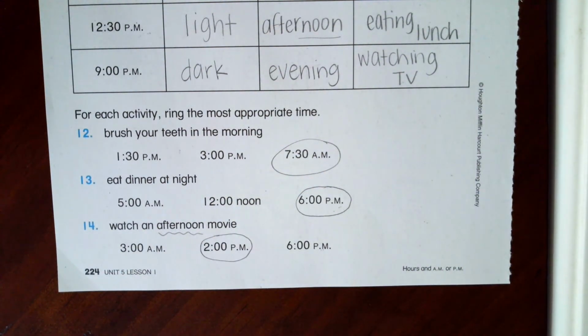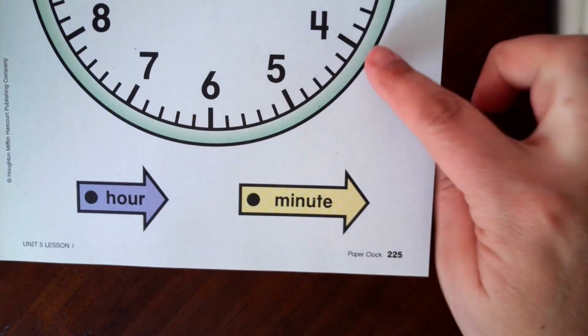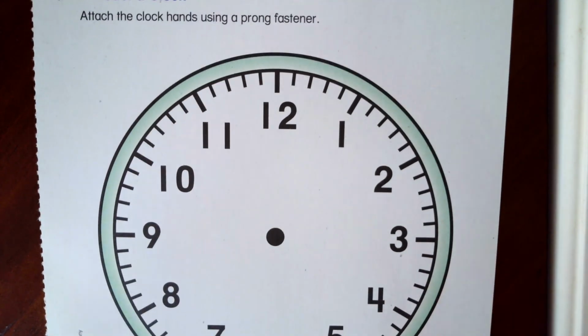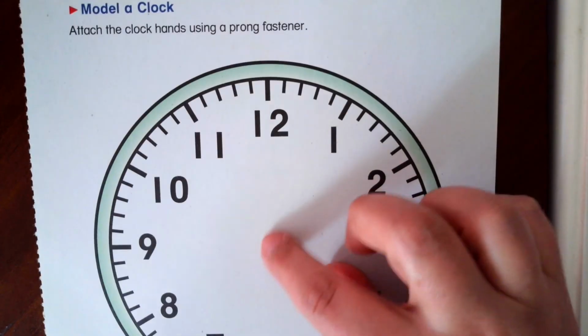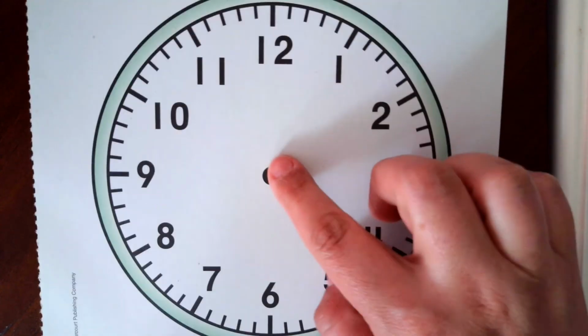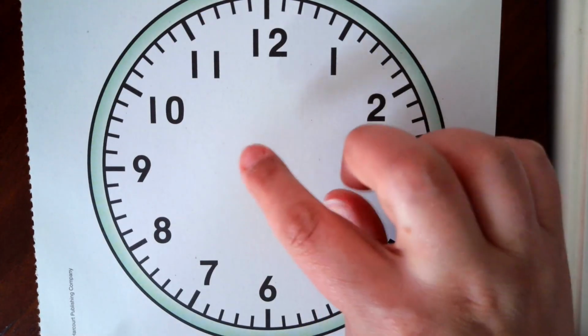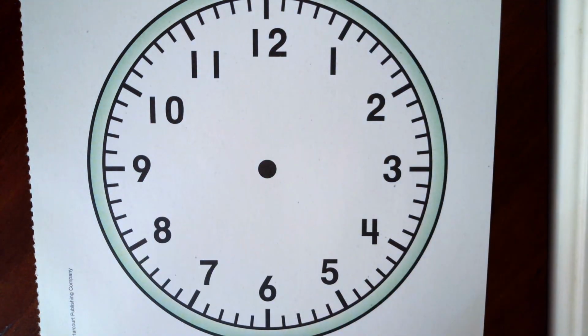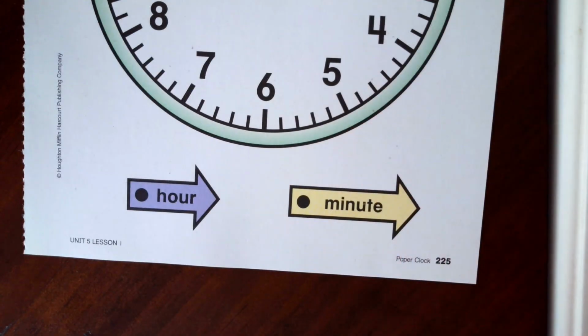All right, my friends, that is it for today's lesson. However, if you would like to make your own clock, you can rip out page 225 and you can ask your parents to help you if they have a little prong fastener. It's sometimes called a brad. And you can cut out your little arrows and you can make your own little clock. There's the arrows down there.